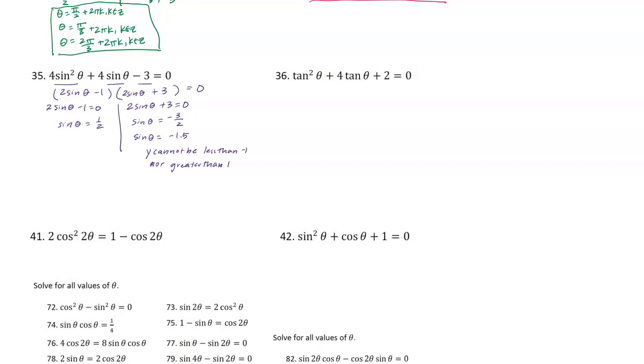So the only thing that it could be is theta equals pi over 6 and 5 pi over 6. And then they are not pi distance away from each other. So pi over 6 plus 2 pi k, k is an element of integers, and 5 pi over 6 plus 2 pi k, k is an element of all integers.